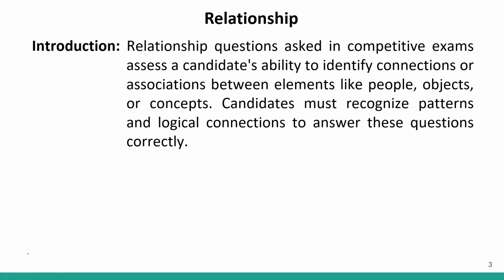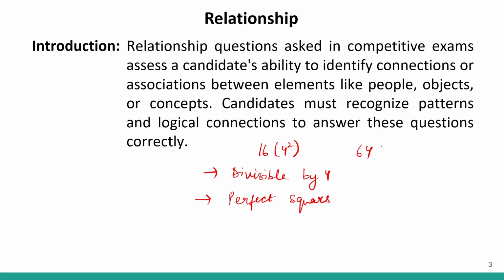Similarly, let's say you have two numbers, 16 and 64, and we have to find a relationship between them. First relationship can be that both of them are divisible by 4, correct? Second relationship can be both of them are perfect squares. 16 is 4 square and 64 is 8 square, right? This can be another relationship. Both of them are even numbers. Both of them are multiples of 16. So similarly, we can create many relationships between these two numbers.